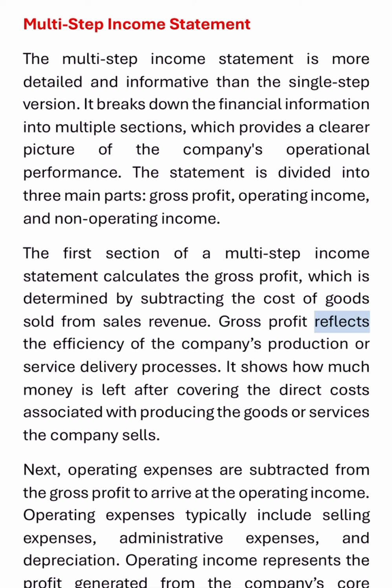Gross profit reflects the efficiency of the company's production or service delivery processes. It shows how much money is left after covering the direct costs associated with producing the goods or services the company sells. Next, operating expenses are subtracted from the gross profit to arrive at the operating income. Operating expenses typically include selling expenses, administrative expenses, and depreciation.